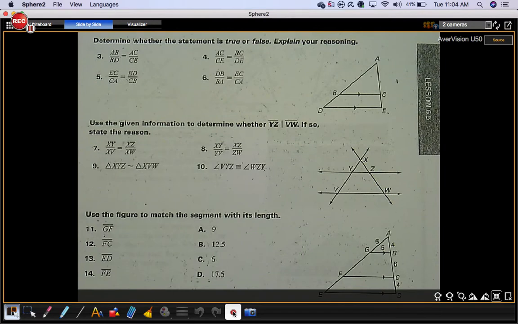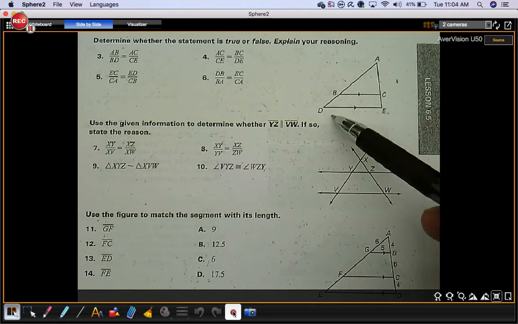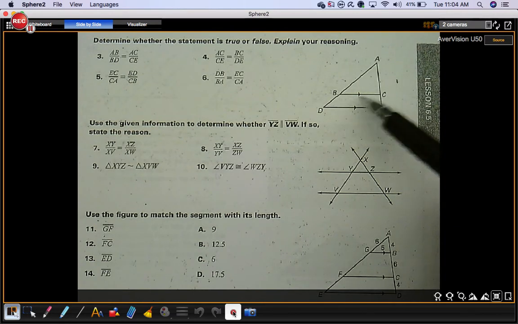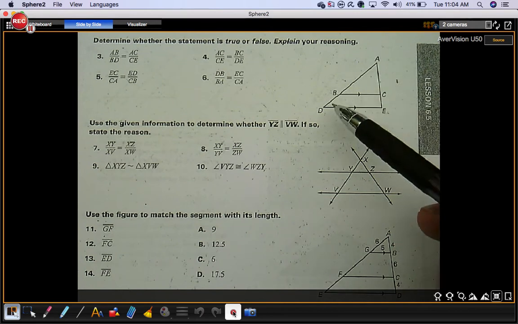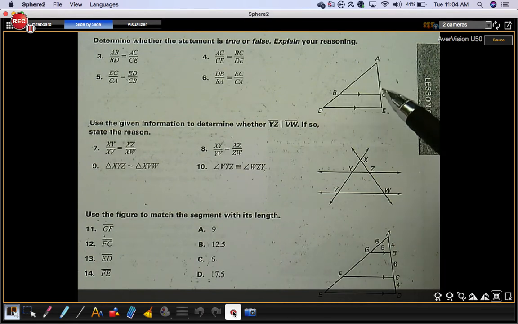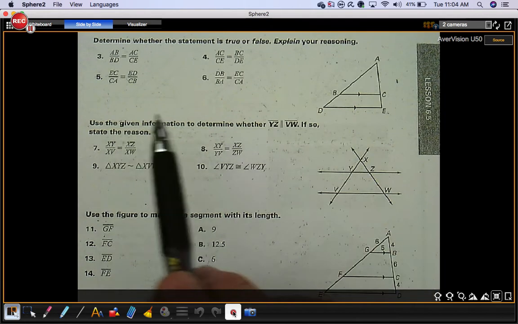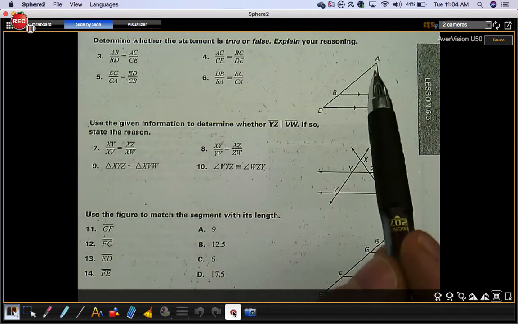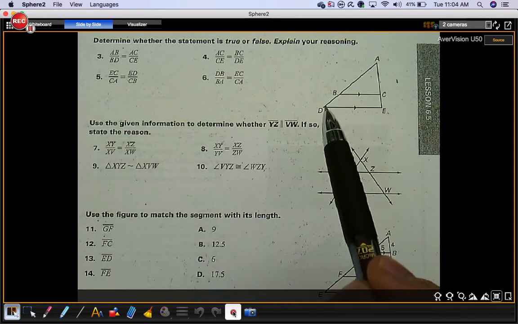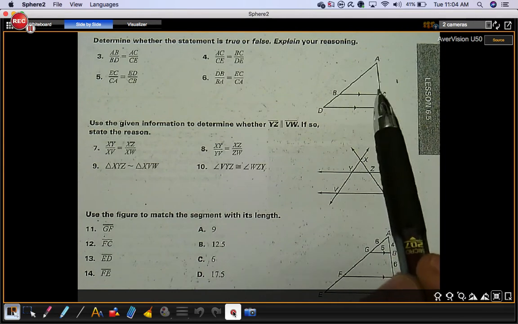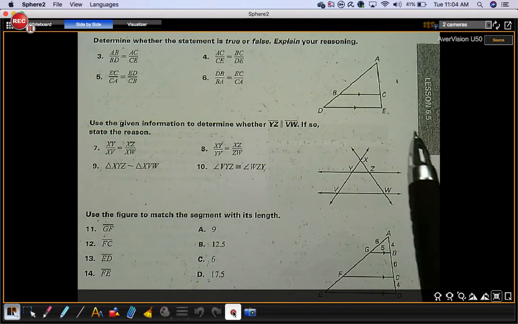Determine whether the statement is true or false and explain your reasoning. So we have another very similar diagram. You have a triangle inside of a triangle, and they're telling you that this side is parallel to that side. That means that this to this is equal to this to this. And that's exactly what this says. A to B compared with B to D is the same thing as A to C compared with C to E. This is true.